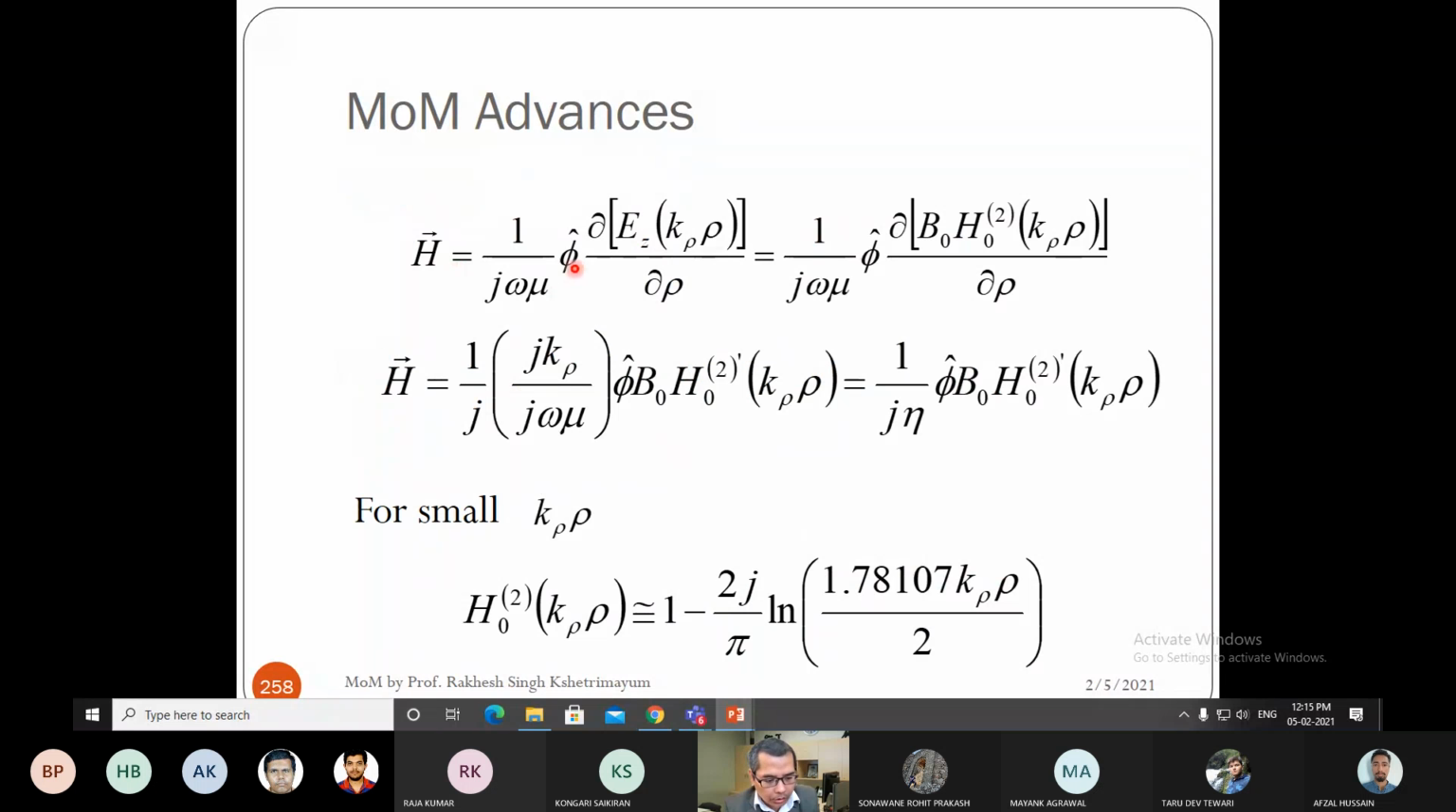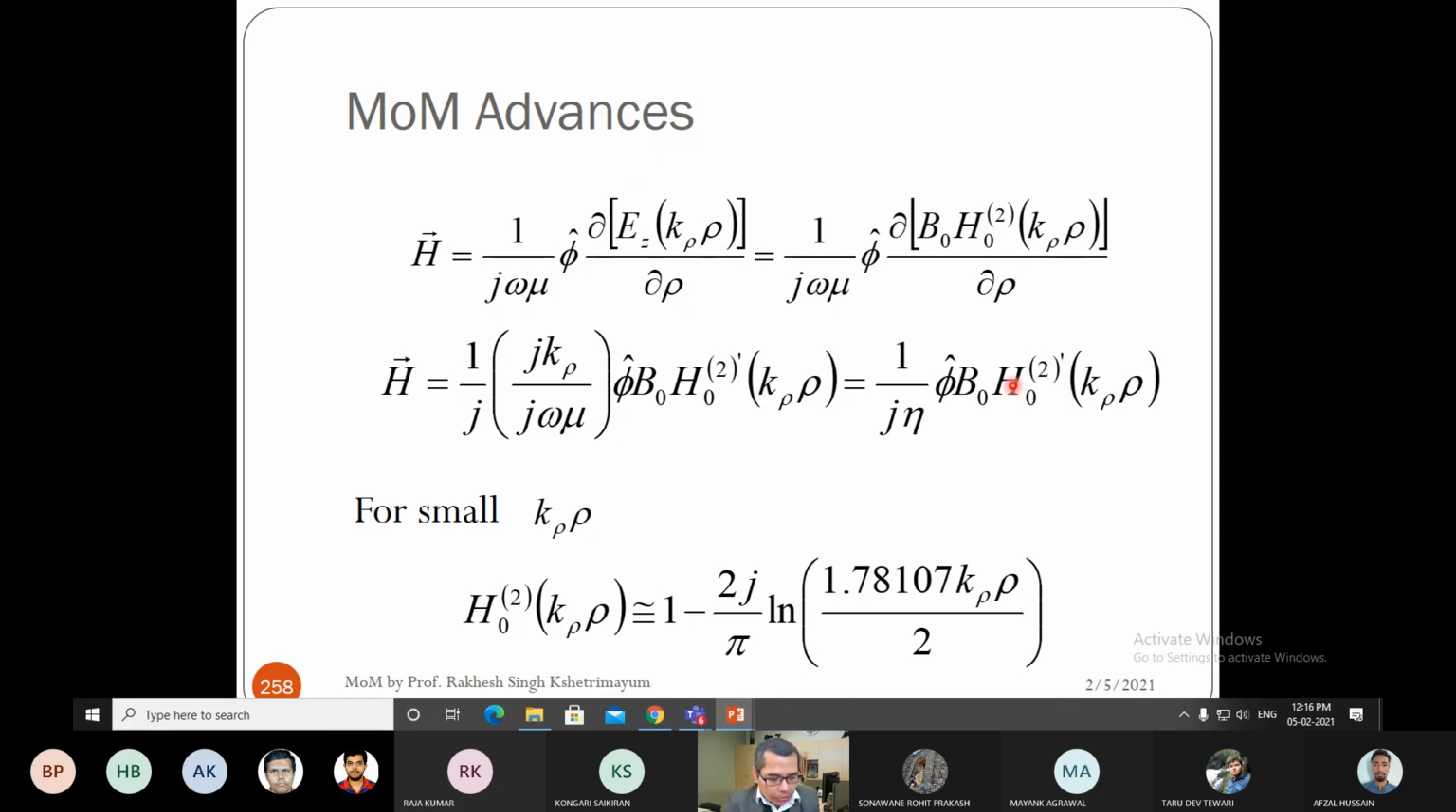So you can get the expression for the magnetic field simply like this: 1 by j omega mu. It will have only a phi component, del by del rho of Ez(k rho). So finally, the expression turns out to be 1 by j eta, phi hat, B0 H0(2)'(k rho). Here the dash means you are taking a derivative with respect to rho.